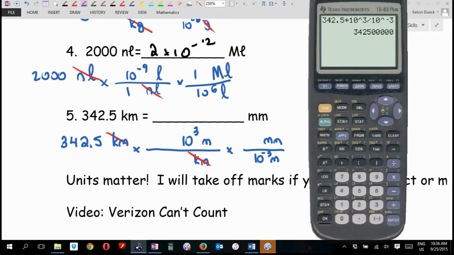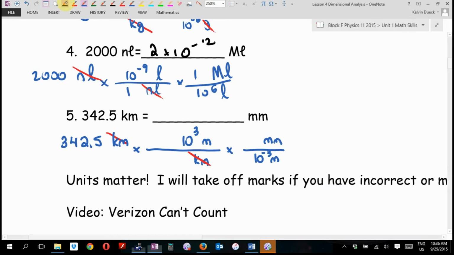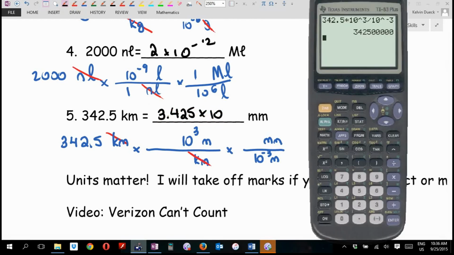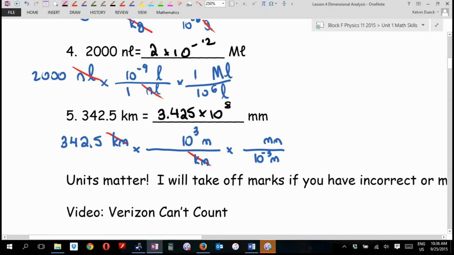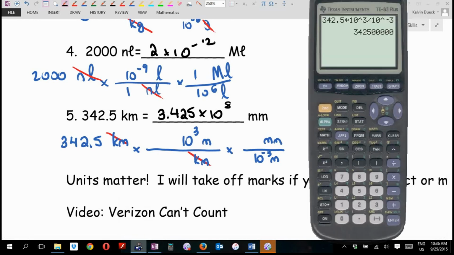So I'm going to write 3.425 times 10 to the 1, 2, 3, 4, 5, 6, 7, 8, right? Yes? 342.5 kilometers, that's the same as 3.425 times 10 to the 8th millimeters, or if you want that as a number, 342,500,000 millimeters.